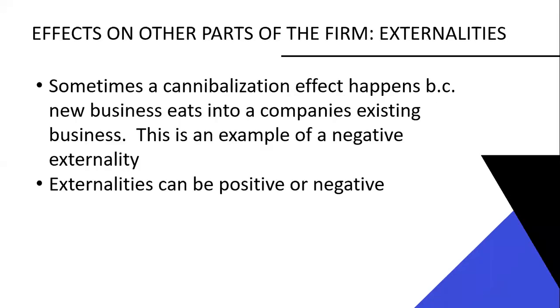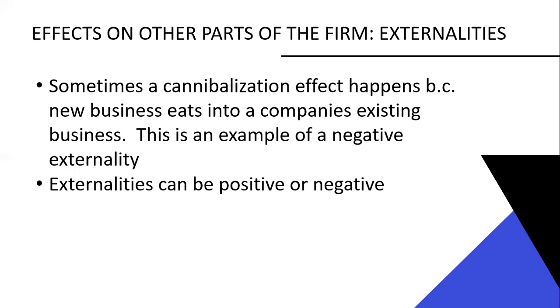Also, I'm going to talk to you about something known as externalities, and this is basically effects on other parts of the firm. So sometimes there's something known as a cannibalization effect, and this happens because, let's say, there's a new business that a company is launching, and let's say it's a new product. Let's say you have 6 potato chips brands, and you are launching a 7th brand. And when you launch the 7th brand, then people start having less of your other brands, and they start having the 7th brand.